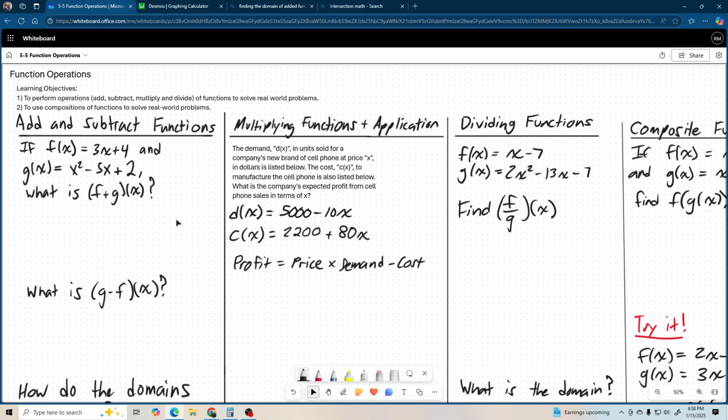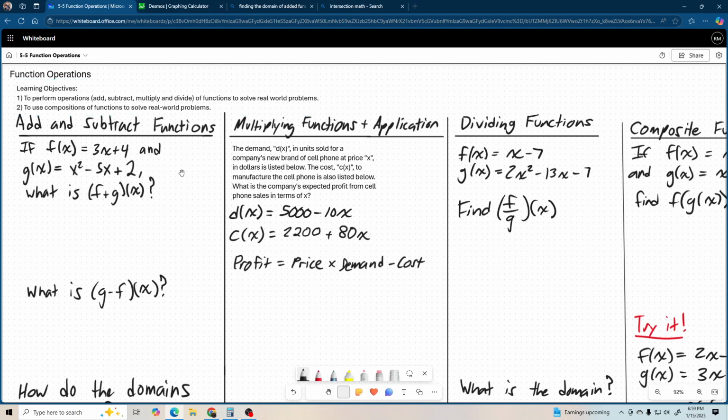Hello everybody, welcome to Function Operations. Today we're going to learn how to perform operations such as add, subtract, multiply, and divide real functions to solve real world problems, and we are going to use compositions of functions to solve real world problems.